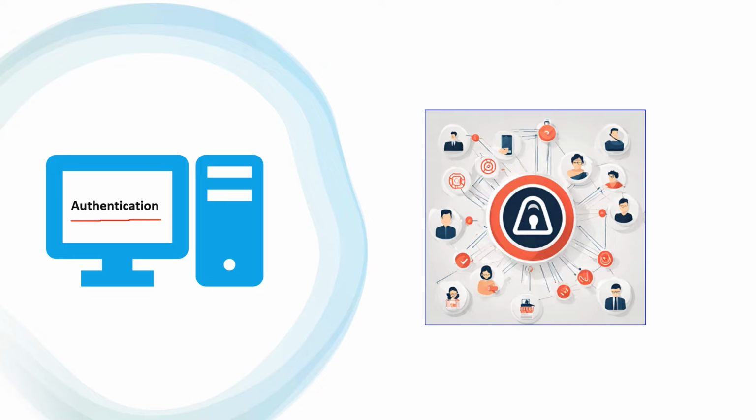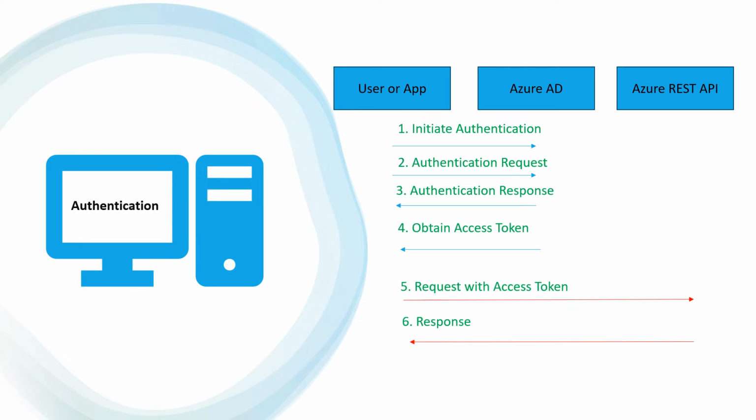Azure REST APIs typically use Azure Active Directory, Azure AD, for authentication. You need to obtain an access token using the OAuth 2.0 authentication flow before making requests to Azure APIs. Your request to the ARM API is going to use Azure Active Directory authentication. So this is how it is going to look.